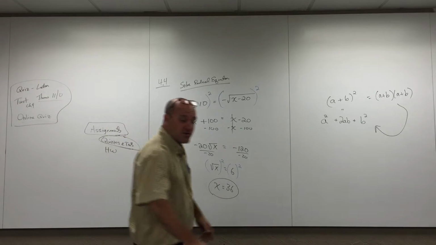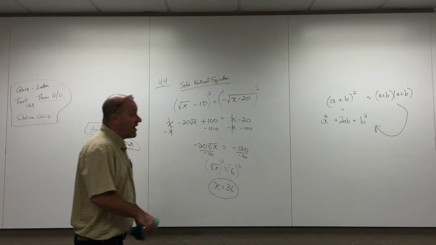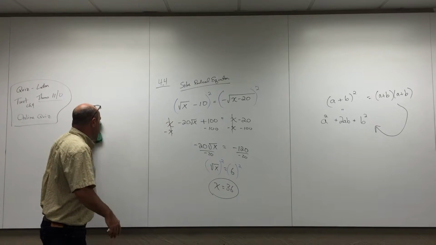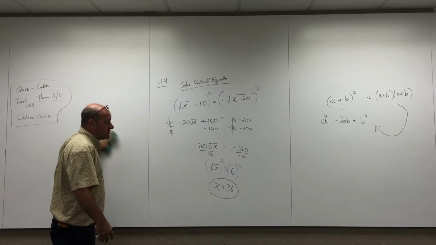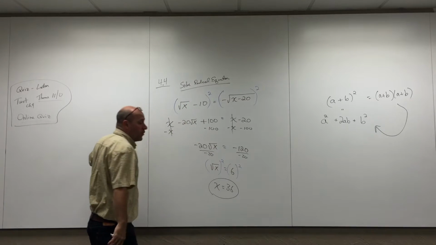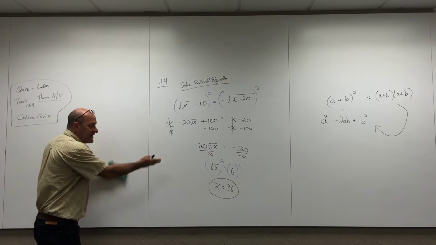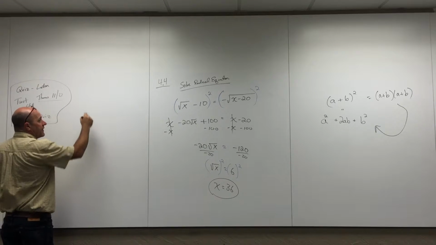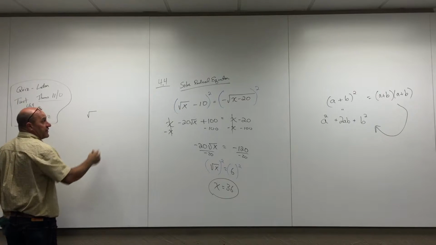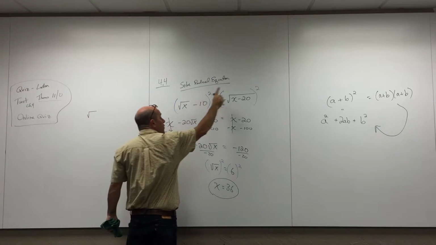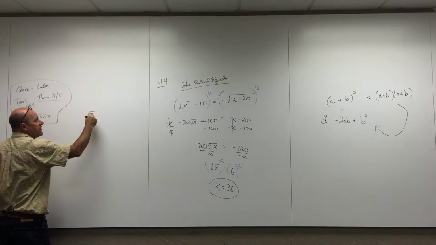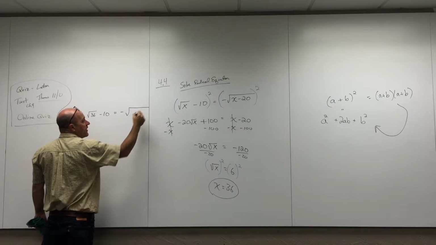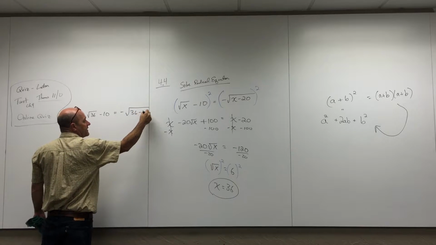Don't forget, though, when you're squaring both sides in order to solve a problem, you should always check your answer, because you could produce false answers. And nothing I did was false or wrong or incorrect, but the answer could just be wrong. So I'm going to go back to the original problem. I'm going to plug in a 36. The original problem before it was squared was the square root of 36 minus 10. Does that equal the negative in front of the square root of 36 minus 20?